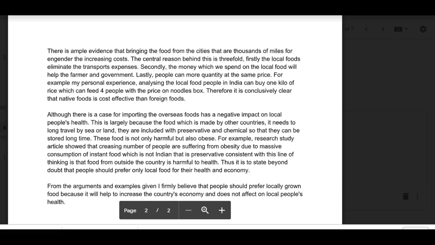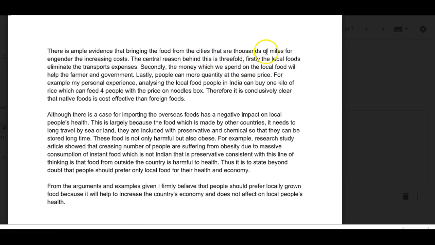Okay? Let's move on. There is ample evidence that bringing food from the cities that are thousands of miles away for engender. No, wrong word here. Increases cost. The central reason behind this is threefold. Firstly, local foods eliminate transport expenses. Okay, so what happens? What does that mean? How does that help us? Secondly, the money which we spend on the local food will help the farmer and the government. Okay, how? Explain it to me. How do you think this is helpful?